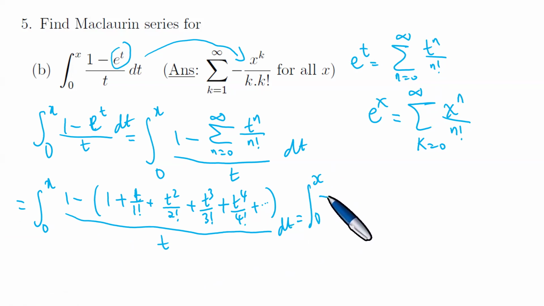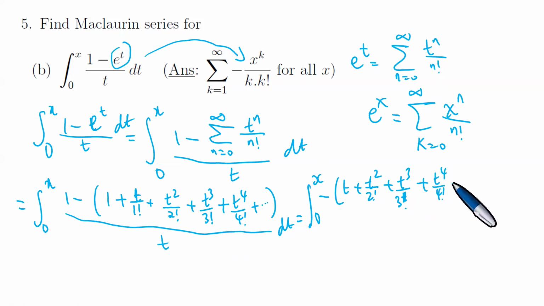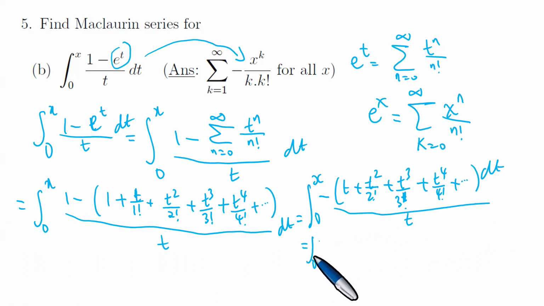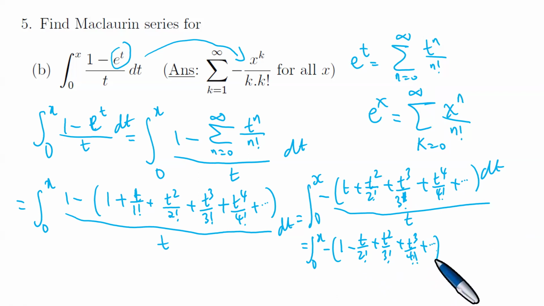Subtract. So you have the t, you have the 3 factorial here, and then t to the 4 over 4 factorial, and so on, dt. At this point, you divide through by the t. Divide through by the t: t divided by t is 1, t squared divided by t is t, you divide by t, it's t squared, divide by t, t to the third, plus dot, dot, dot, dt.